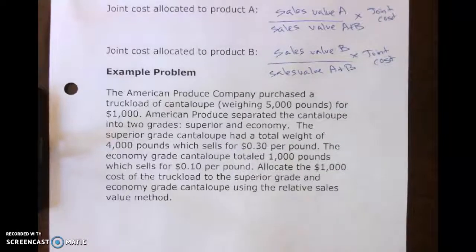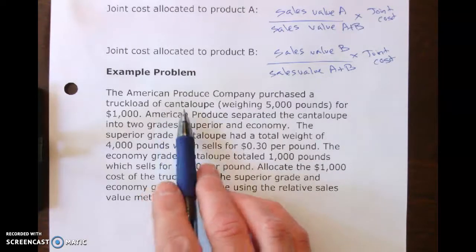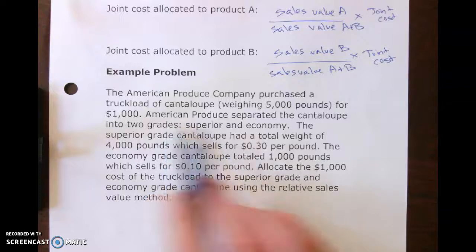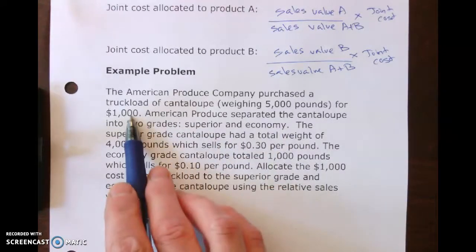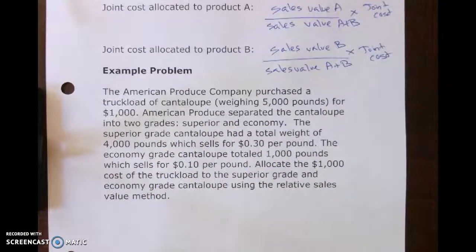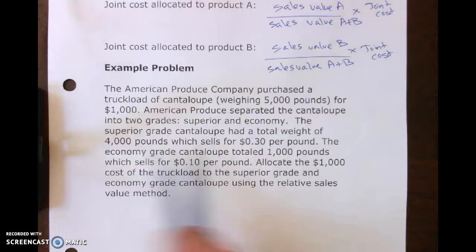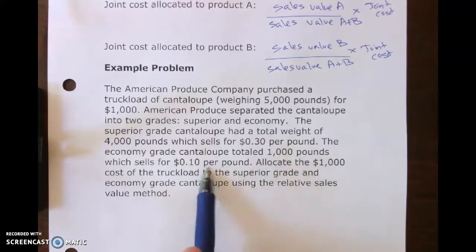And so let's take a look at a problem here. American Produce Company purchased a truckload of cantaloupe that weighed 5,000 pounds for $1,000. American Produce separated the cantaloupe into two grades, superior and economy. So this $1,000 was for a whole truckload that contained superior and economy cantaloupes. The superior grade had a total weight of 4,000 pounds, sells for 30 cents a pound. Economy, 1,000 pounds, 10 cents a pound. Allocate that $1,000 joint cost.